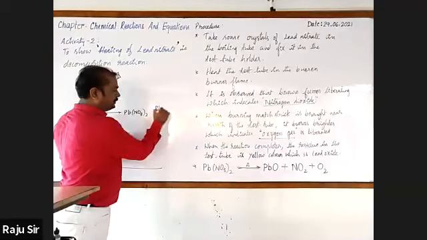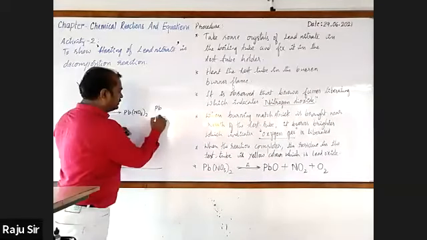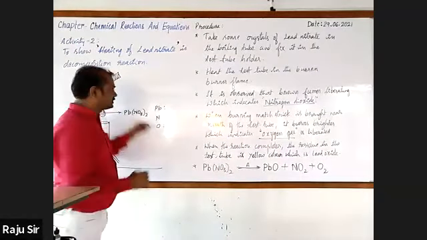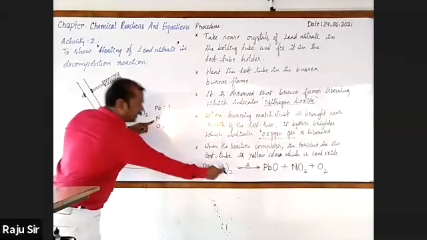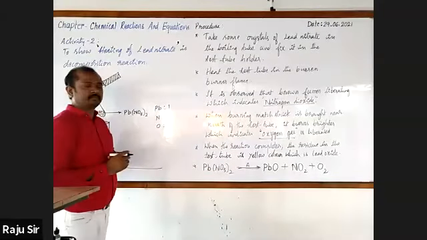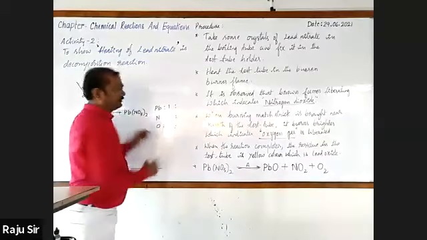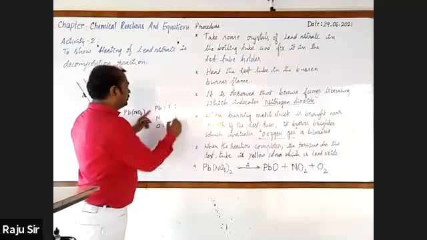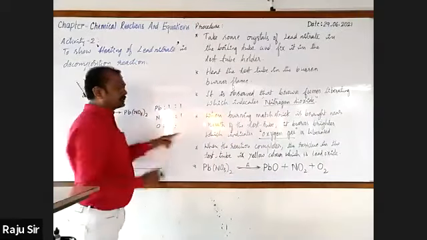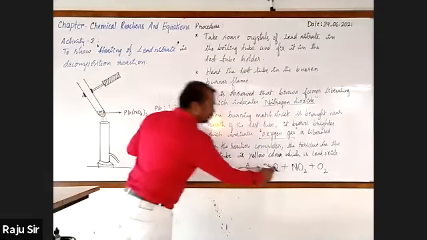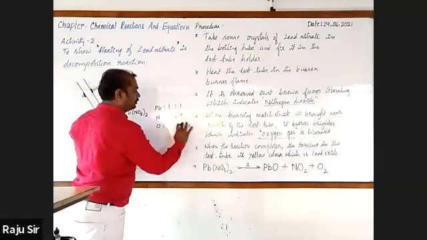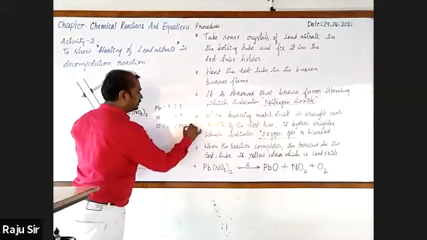Here, the elements involved are lead, nitrogen, and oxygen. On the left hand side, that is the reactant side, lead has only one atom. Nitrogen has 2 atoms, whereas oxygen has 3 twos, which are 6 atoms. And on the right hand side, the product side, lead has only one atom. Nitrogen has one atom. Oxygen has 1 plus 2 plus 2, that is 5 atoms.